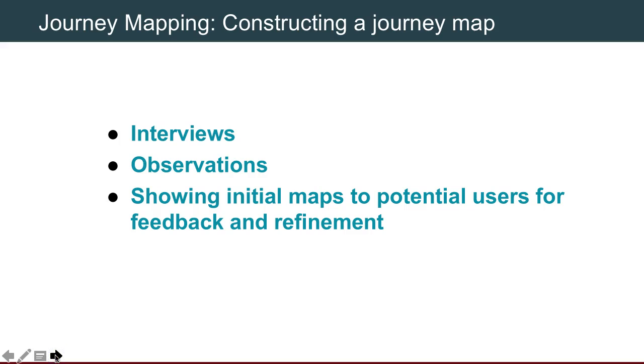Now, when you're journey mapping, all of those little details you're going to put into the journey map, you're going to get from your interviews, from observing people in their everyday life, and then showing initial maps to potential users and saying, did I capture it right? Does this really represent the journey that you're on, whether you're commuting or trying to get health care, or maybe even organizing a community event? So these are the kinds of things that you're going to look at. You can think about it like the material and the data that you're going to assemble into your journey map.